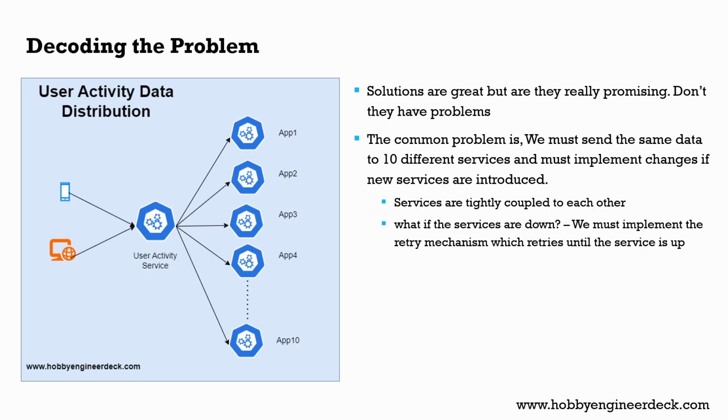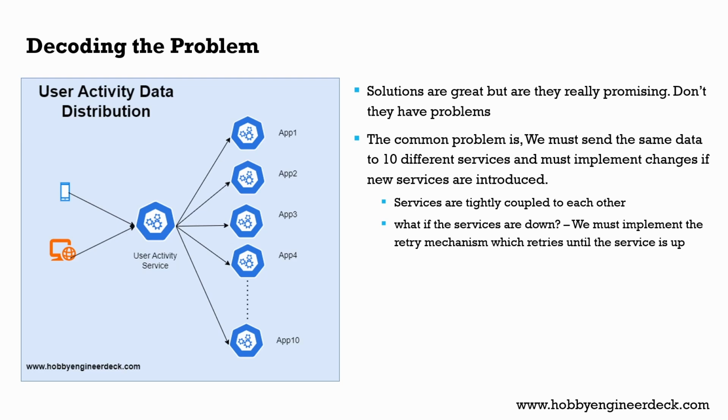Now let us go to another slide. Do we have any problem in this particular architecture? And what about the solutions? The solutions are great, but are they really promising? Are they really scalable? Don't they have any problems? Yeah, of course. The common problem is we must send the same data to 10 different services and must implement changes if new services are introduced.